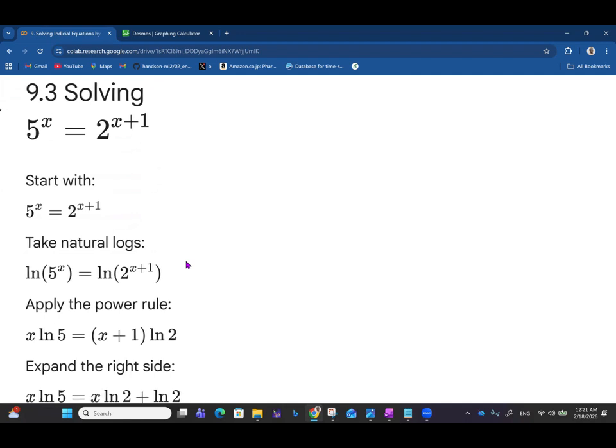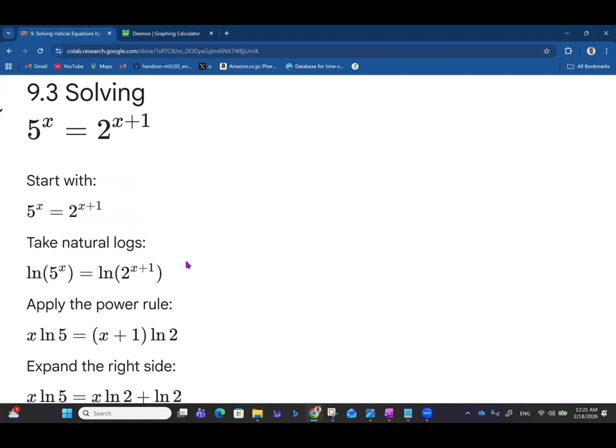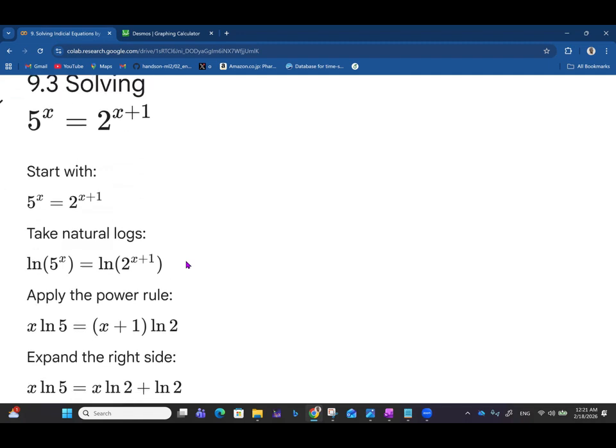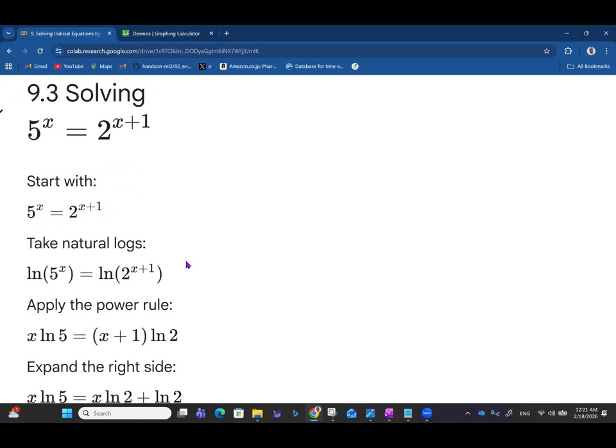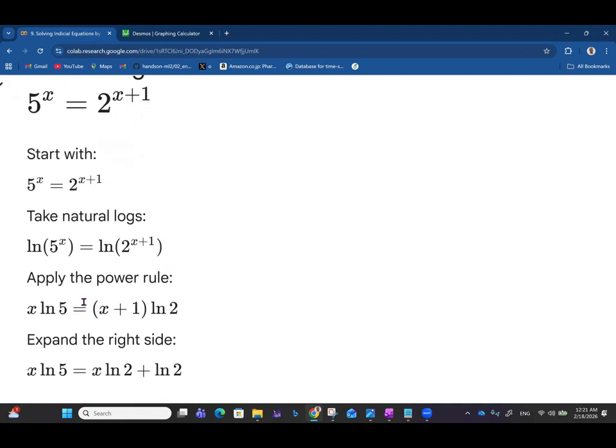So imagine here you want to solve 5 raised to the power x equals 2 raised to the power x plus 1. I'm going to solve this on a worksheet, by the way. So you start with 5 raised to the power x equals 2 raised to the power x plus 1. Take natural logarithm: ln 5 raised to the power x equals ln 2 raised to the power x plus 1. Based on what we have learned, we know that ln 5 raised to the power x means x will come back. So you have x ln 5 equals ln 2 raised to the power x plus 1.